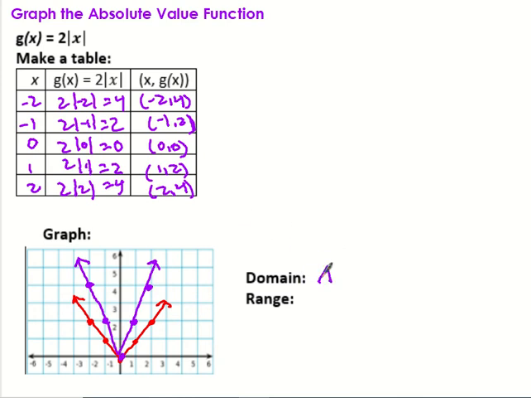The domain was not changed though. It's still all real numbers. And the range did not change. My range is still y is greater than or equal to 0. My axis of symmetry is not changed. It's still at 0. My vertex is also still at 0. So not much change. The only thing that changed was how steep these lines are in our graph.